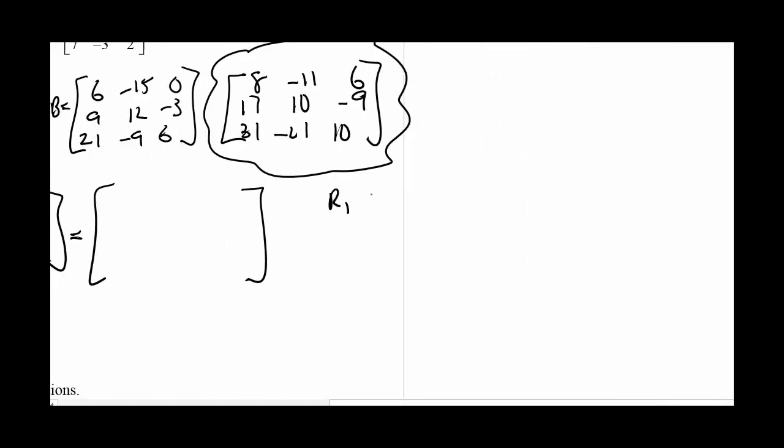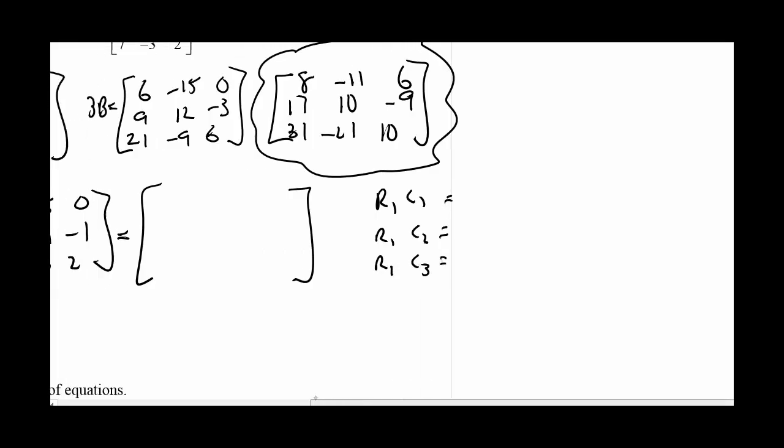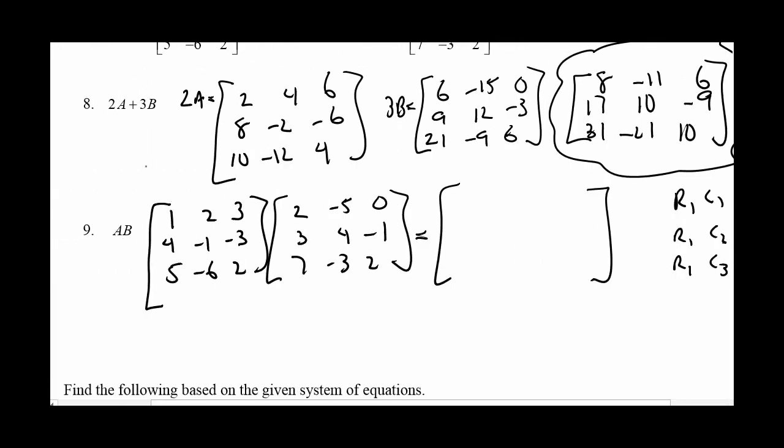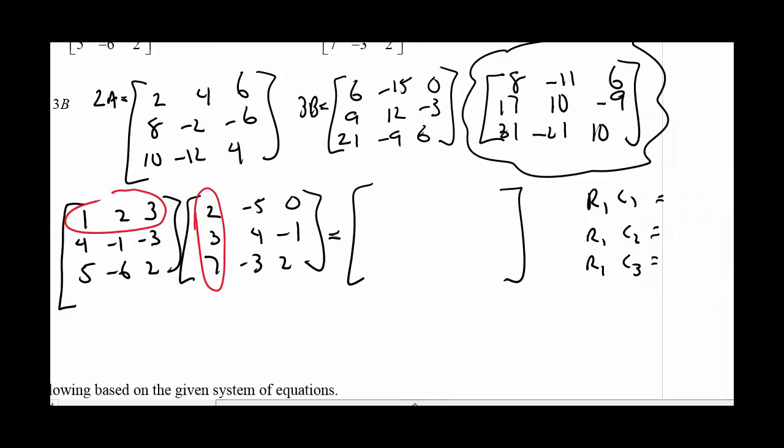So I'm going to have a row 1, column 1, row 1, column 2, row 1, column 3. Just so I can think this through in my head, I'm going to be taking this row by this column, and that's one number. So 1 times 2 plus 2 times 3 plus 3 times 7. So I have 3 of these pairs that I'm adding together.